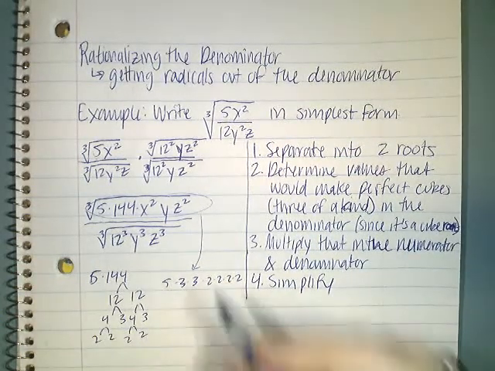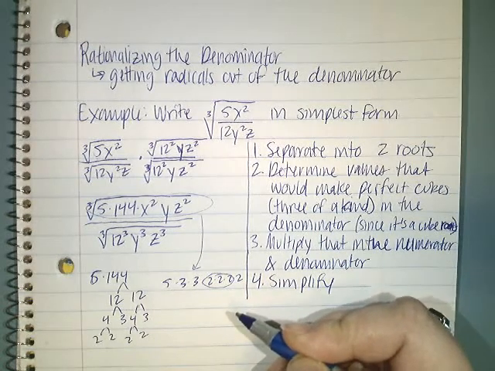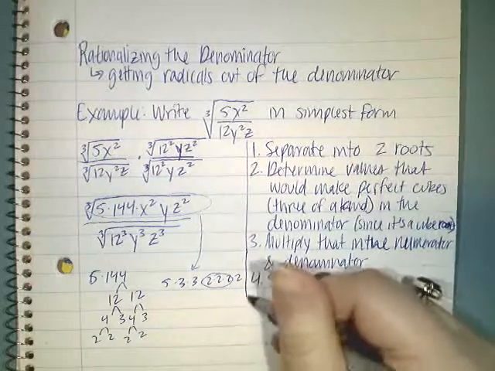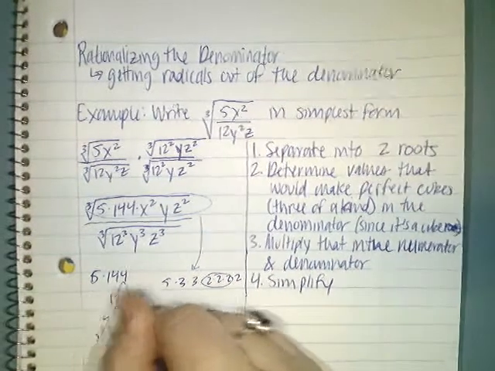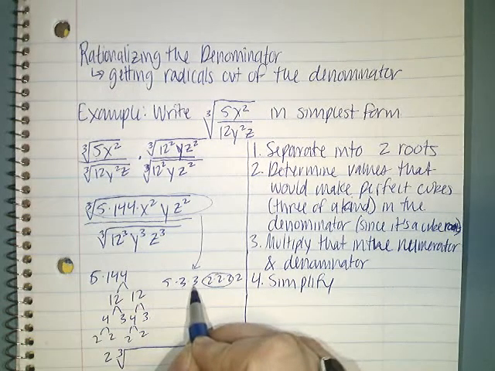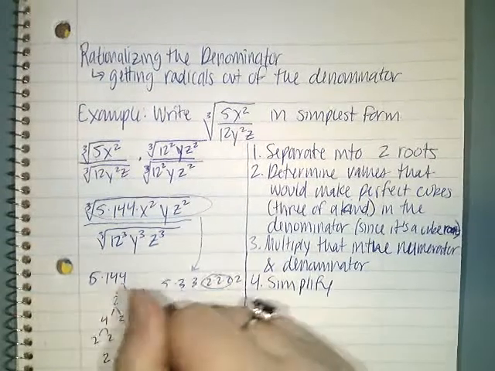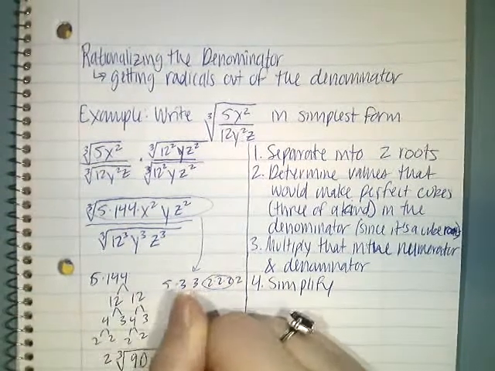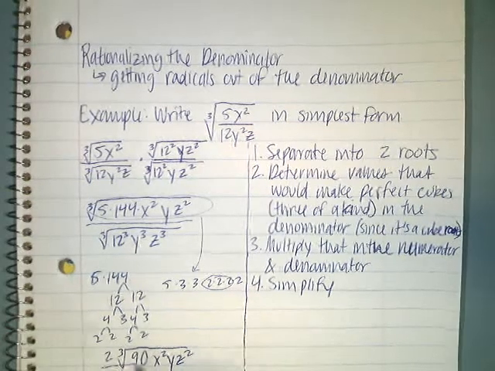I'm doing a cube root, so I'm only taking out 3 of a kind, so I'm taking out my 3 2's. So when I keep simplifying, I have 2 cube root of 5 times 3 is 15, times 3 is 45, times 2 is 90. And then my x squared, y, z squared, none of that changed. So I simplified the numerator.